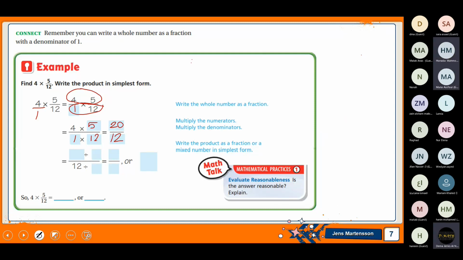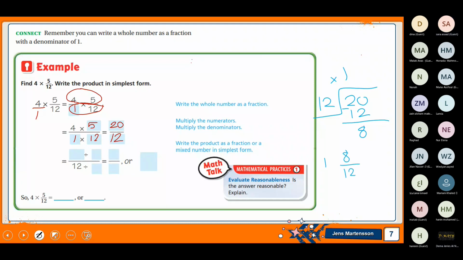We have to simplify it, and we have to divide it. You have divided, bravo. Let's see how. You will divide 20 over 12. How many 12 in 20? Only one, bravo. 1 times 12 equals 12. And the remainder is what here? 8. Thank you. Now, what do we have? We have it as 1 and 8 over 12.